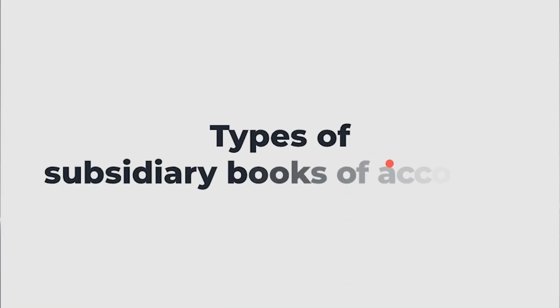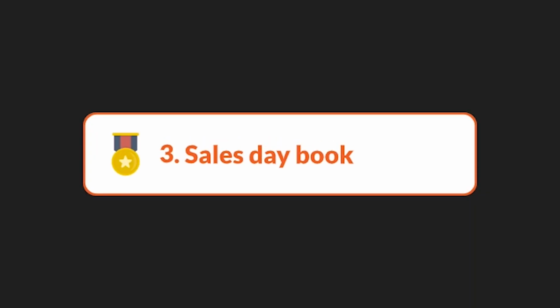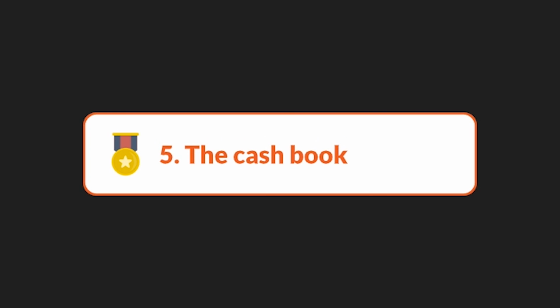Now we are going to look at the types of subsidiary books of accounts. We have the purchase day book, the purchase return or return outwards day book, sales day book, and we have the sales return day book or the return inwards day book. We have the cash book and the proper journal.